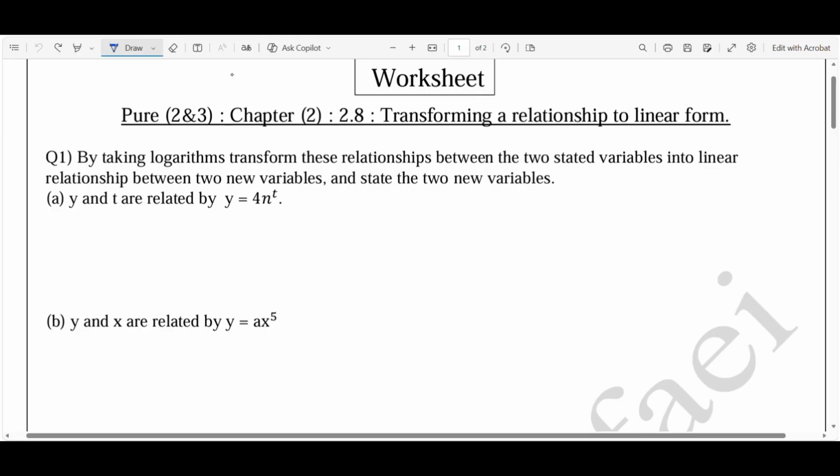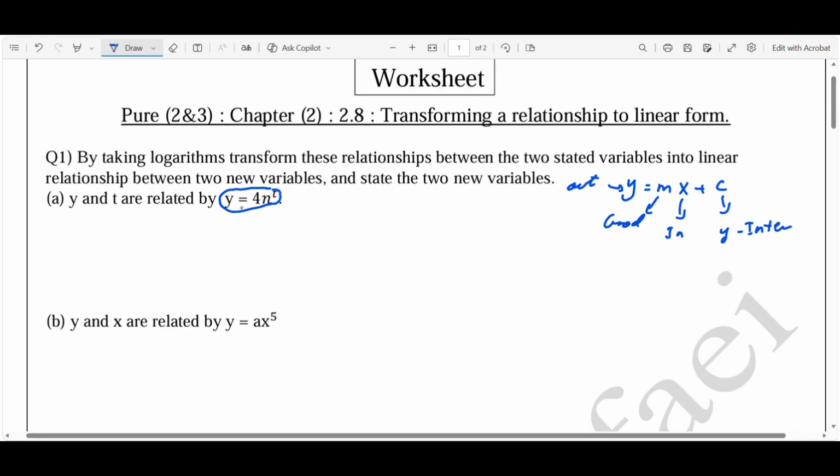Today we're going to talk about the last topic in chapter 2.8, transform a relationship to linear form. Today we're going to convert the exponential form to linear form. But before that, we have to revise the linear form. Linear form: y equals mx plus c. y is the output, m is the gradient, x is the input, c is the y-intercept.